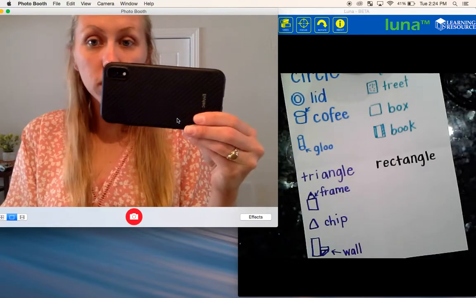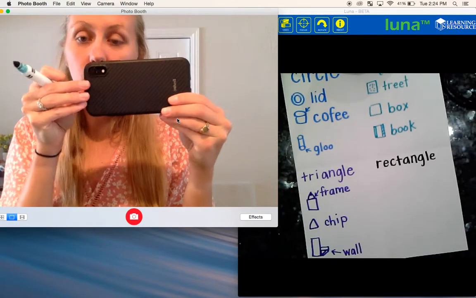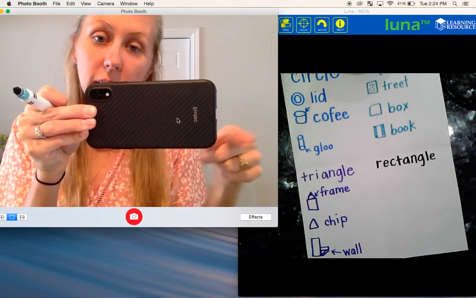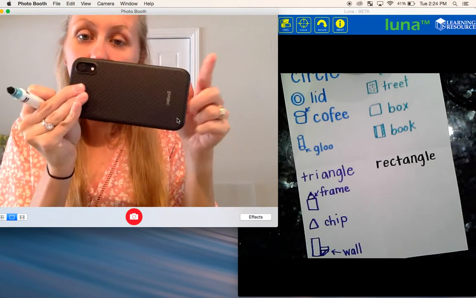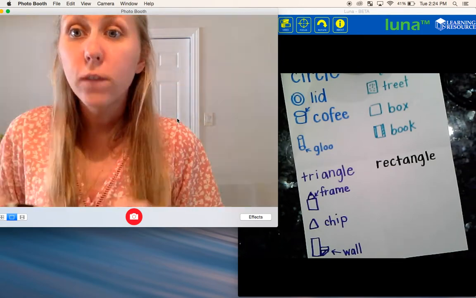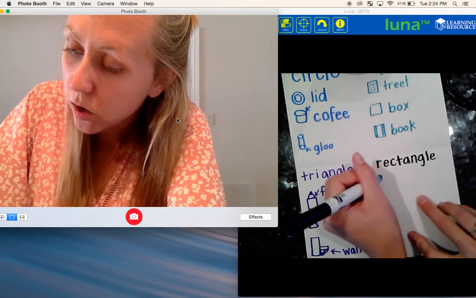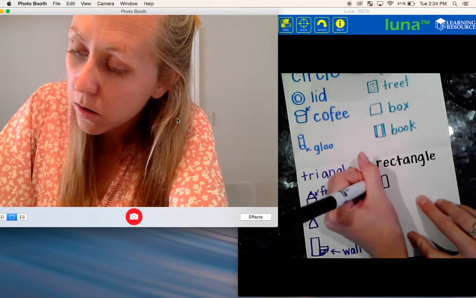First thing that I found was my phone. Look, it has 2 long sides and 2 short sides, and 1, 2, 3, 4 vertices. All right, so I'm going to draw my phone.